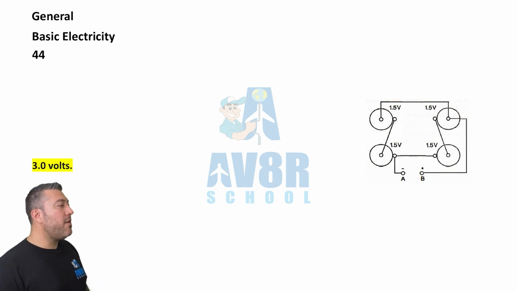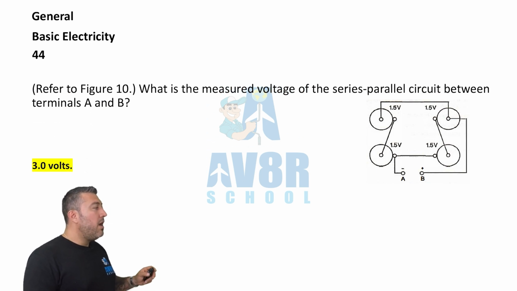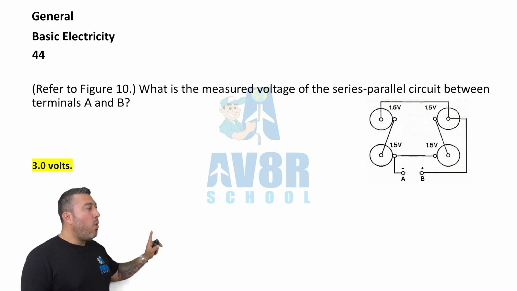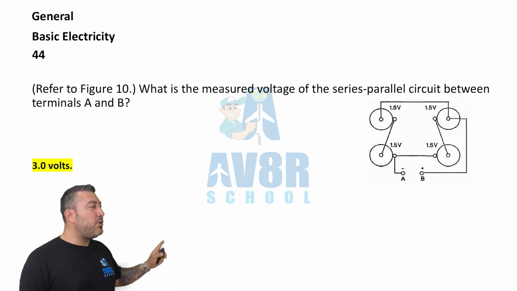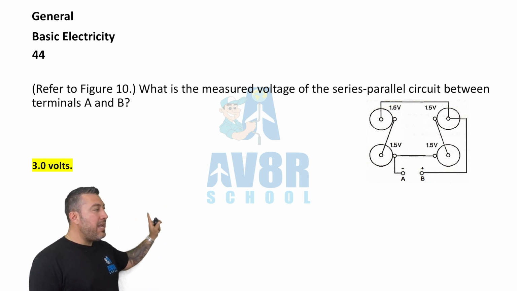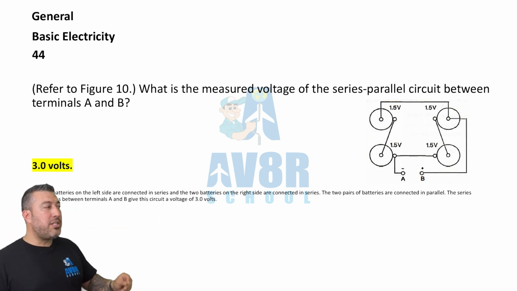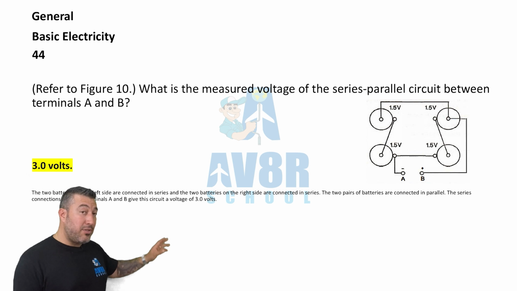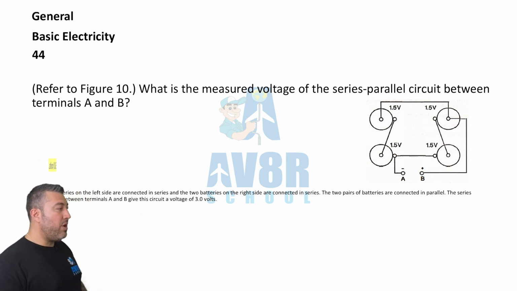Number 44. We have another figure. Refer to figure 10. What is the measured voltage of the series parallel circuit between terminals A and B? The measured voltage between terminals A and B is 3 volts.